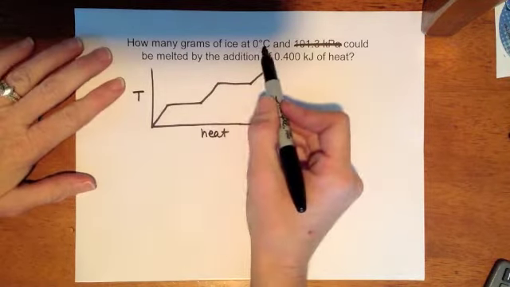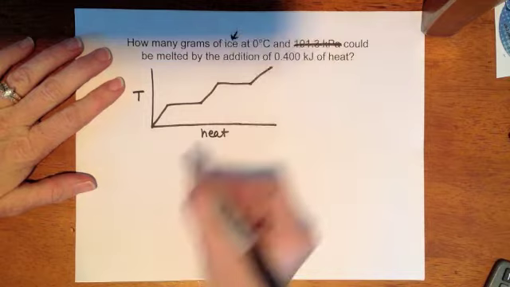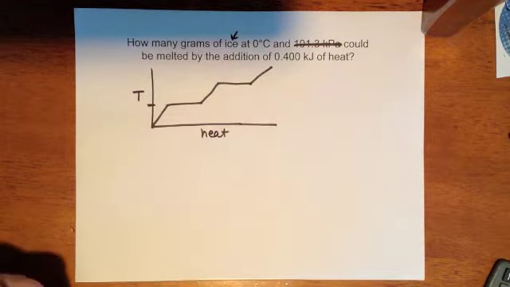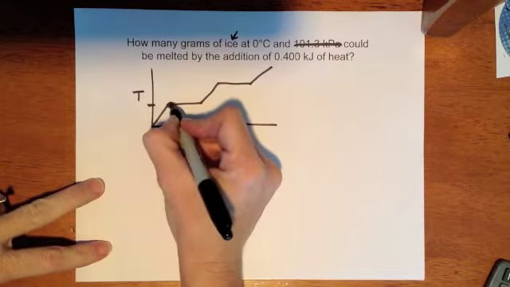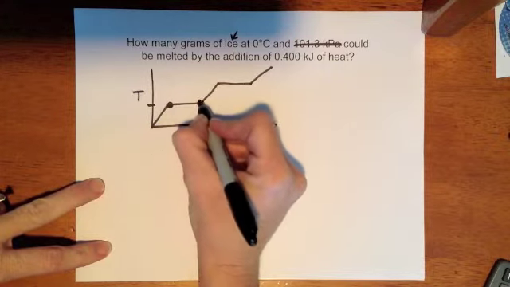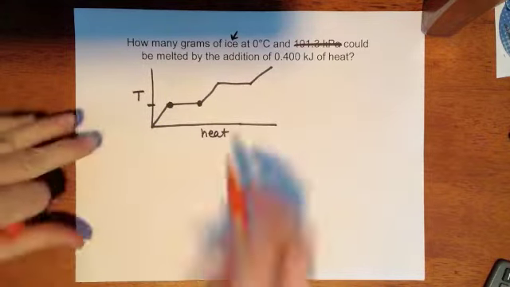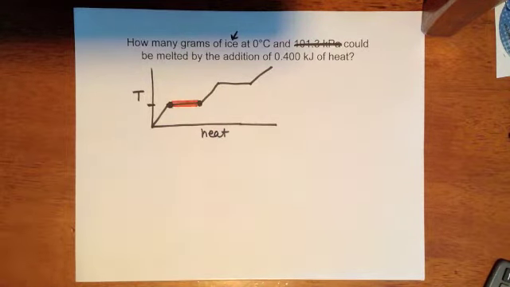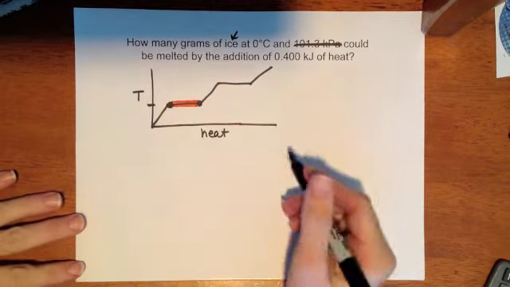How many grams of ice? Ice, solid, at 0 degrees. What temperature is there? That's ice right there. Can be melted. So I'm in this zone right here. I'm taking a solid and I'm melting it. So what do I need to do? I need to do dimensional analysis.